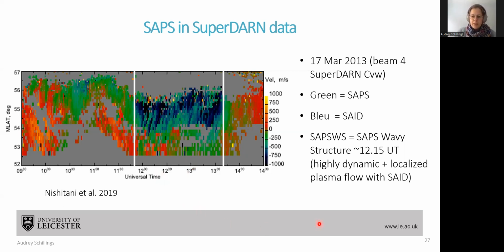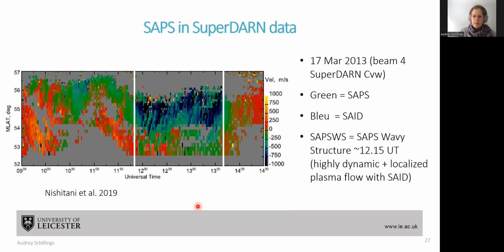And here they are talking about one of the mechanisms that could create SAPS, which is the SAPS wavy structure. So it's basically a highly dynamic and localized plasma flow within this sub-auroral ion drift. But as I said, in the literature, and especially in this review, you can find different processes that could create the sub-auroral polarization stream, or the SAPS.